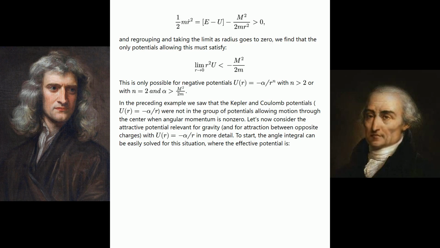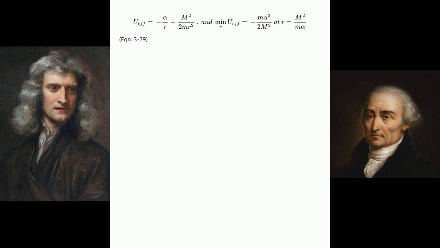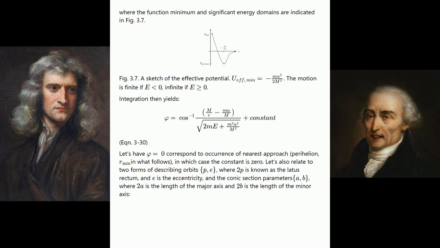In the preceding example we saw that the Kepler and Coulomb potentials, U of r equals minus alpha divided by r, were not in the group of potentials allowing motion through the center when angular momentum is non-zero. Let's now consider the attractive potential relevant for gravity, and for attraction between opposite charges, with U of r equals minus alpha divided by r in more detail. To start, the angle integral can be easily solved for this situation, where the effective potential is, see equation 3-29.